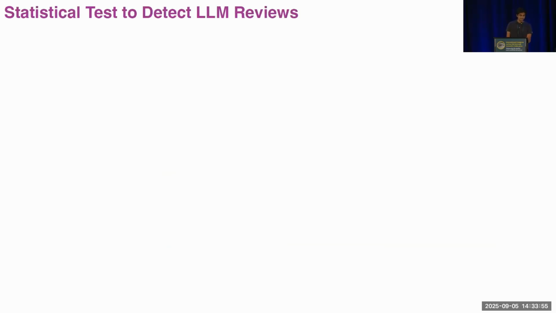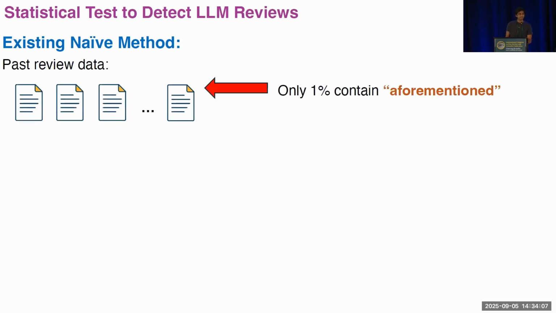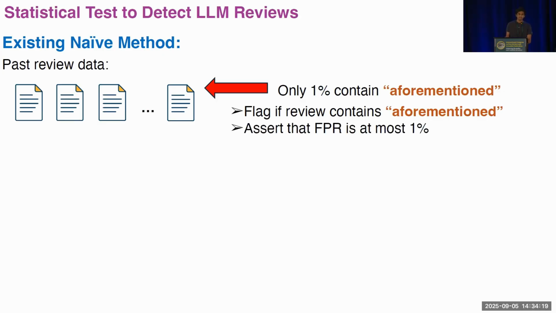So let's look at a statistical test. And this is a pre-existing naive method. So consider a proposal review setting where there are a large number of reviews that you have to consider at once. And you analyze all the past review data, and let's say you find that only 1% contains the word aforementioned. So very simply, you can flag a review if it contains the word aforementioned, and you can say that the FPR is at most 1%.